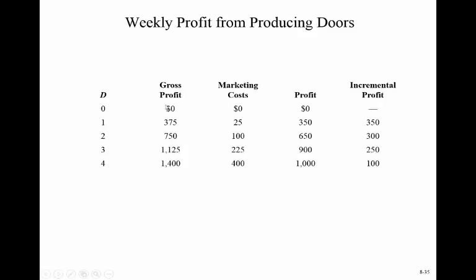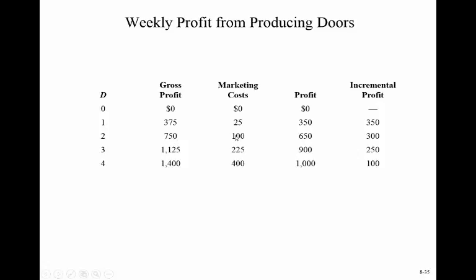So let's do doors. If you don't make any, then there's no profit or marketing costs or anything like that. But if you make one door for the week, here's your gross profit, $375. Your marketing costs are going to be $25 times the number of doors you produce squared, which is equal to $25. And if you subtract the marketing costs from the gross profit value, this is your ultimate profit for the first door that you decide to make.